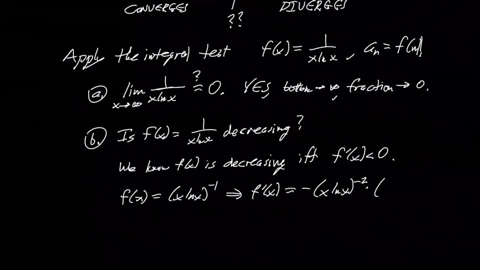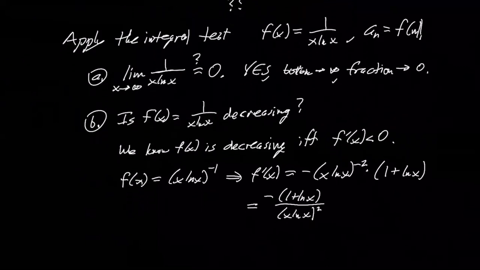But that's a product rule, and I think you can check that when you differentiate x times ln x, you get x times 1 over x, first times derivative of the second, plus 1, the derivative of the first, times the second, ln x. So you get 1 plus ln x. And if I rewrite this with a minus sign, it's minus 1 plus ln x over x ln x squared. On the one hand, the bottom is clearly positive, because we're squaring something.